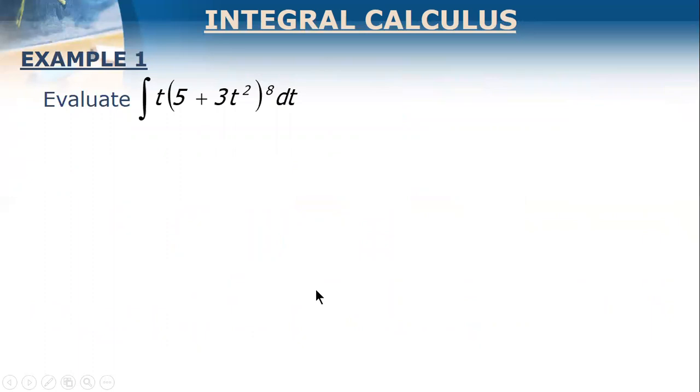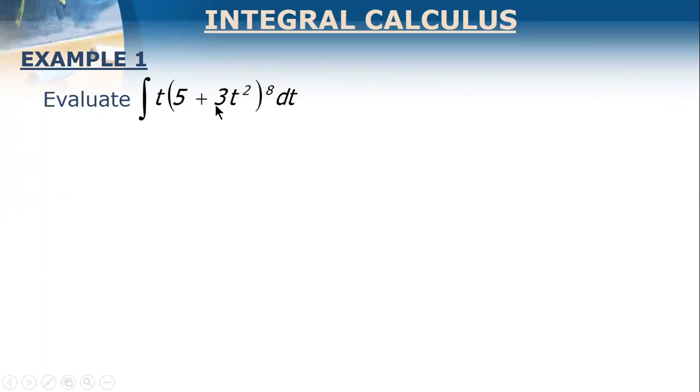Okay, let us have some sample problems. First, evaluate the integral of t times quantity 5 plus 3t squared raised to the power of 8 dt. Now, in evaluating this integral, of course, you're going to change the variable. But if you try to remember functions raised to a certain power, you will always remember the power rule.